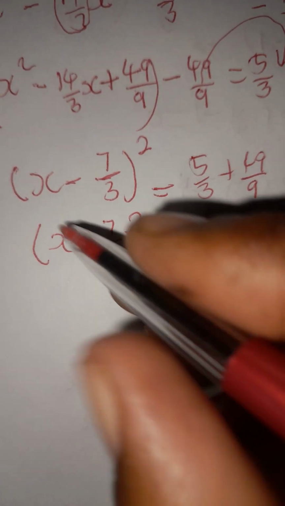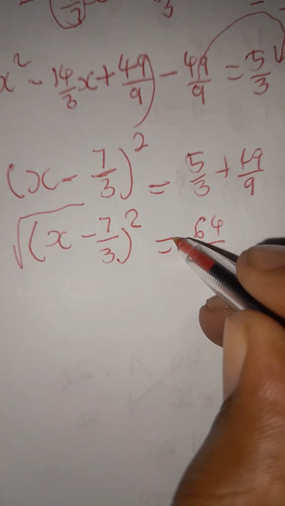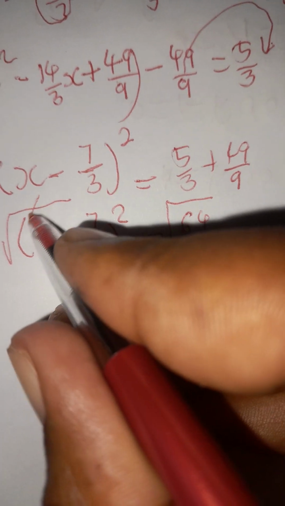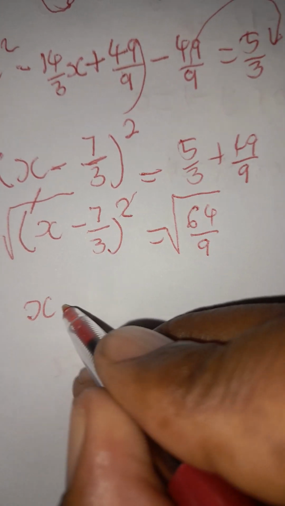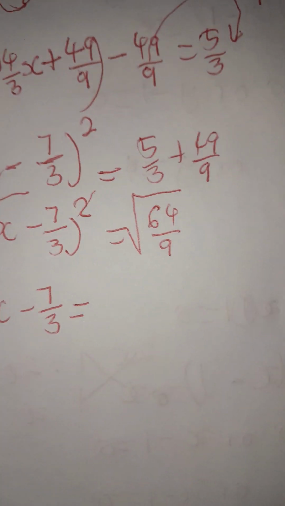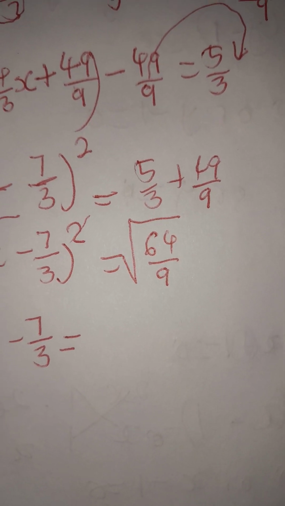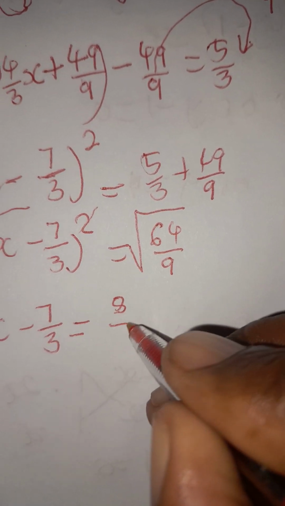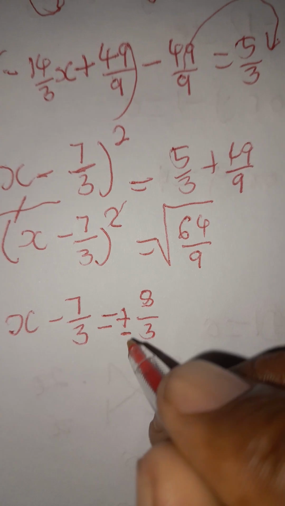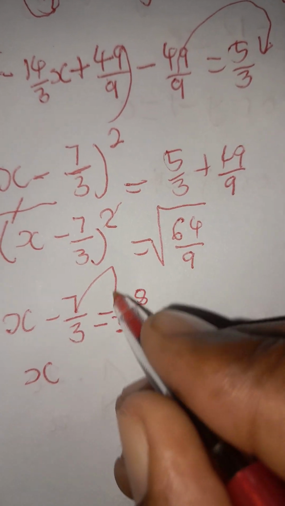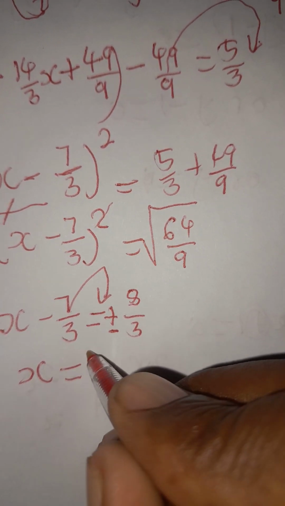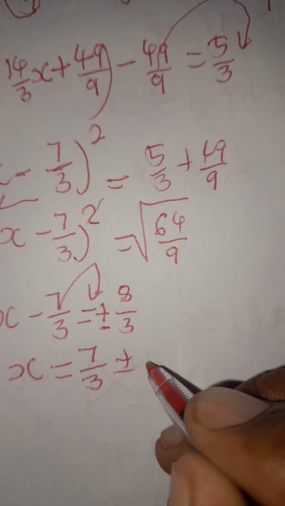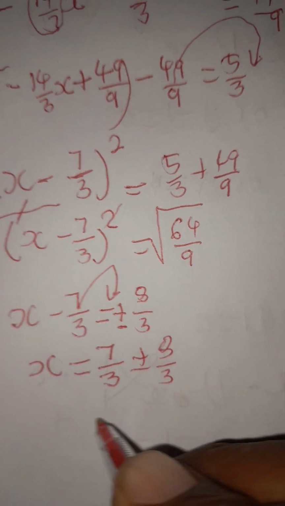You are not done. You're supposed to root both sides. Remember, we are solving in this case. So when we root, the root and the square will cancel. We're left with x minus 7 all over 3. So what is root 64 all over 9? That will be 8 all over 3. Remember, it's plus or minus. Then you're going to take negative 7 all over 3 to the right hand side. It's going to be positive 7 plus or minus 8 all over 3.